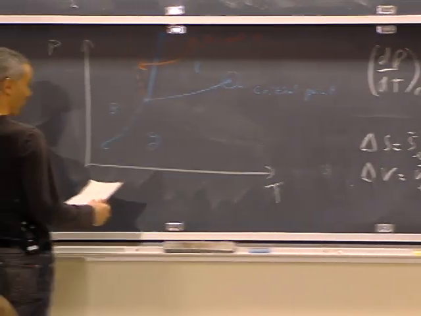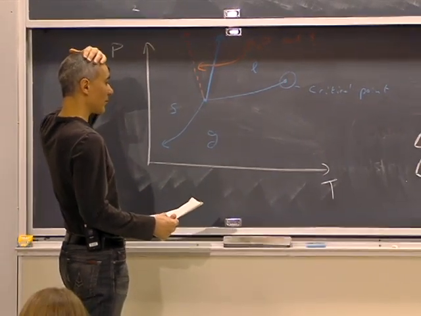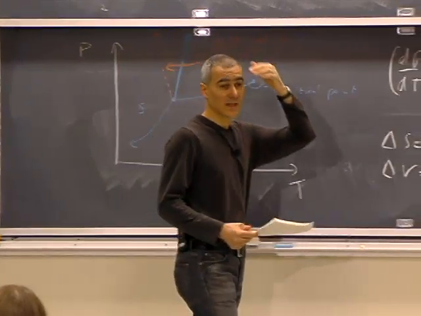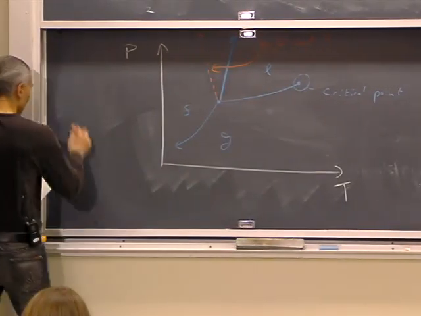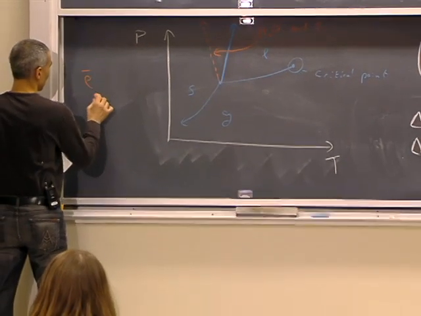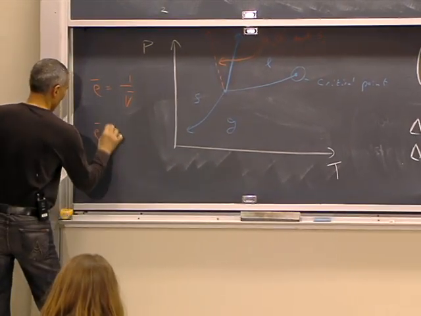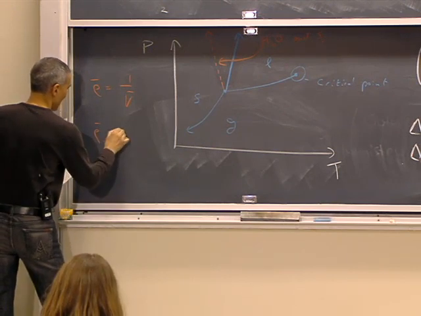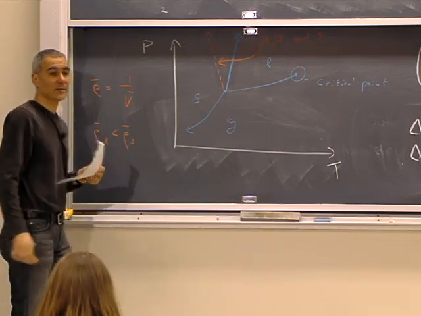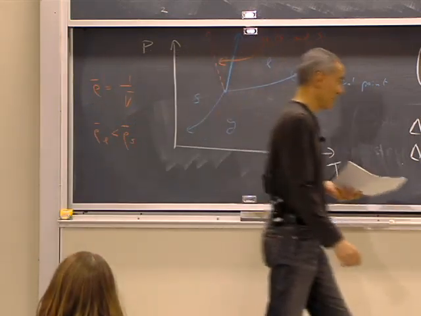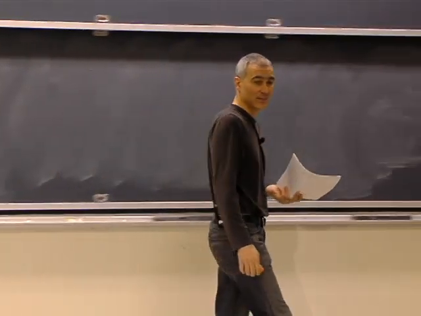Okay, so what happens if the molar volume for the liquid is bigger than the molar volume for the solid? The density of water, which is the inverse of the molar volume, so the molar density is equal to 1 over the molar volume. So the molar density for liquid is then smaller than the molar density for the solid. It's 1 over, right? So that's why ice floats, because it's less dense than liquid water.